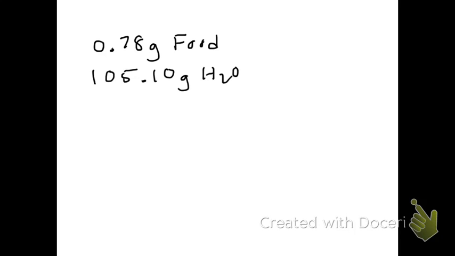0.78-gram sample of food. Okay, we place this food in a bomb calorimeter, and let's do 105.1 grams of water. That's the amount of water we're going to have in our calorimeter. The temperature initially was 15.4 degrees C, and the water will heat up to 30.6 degrees Celsius.